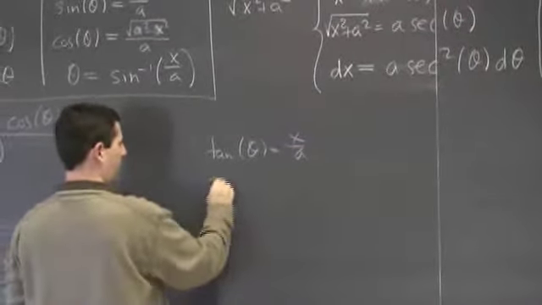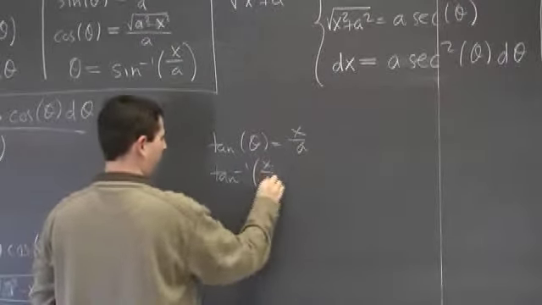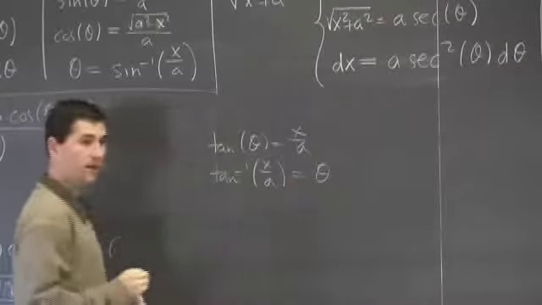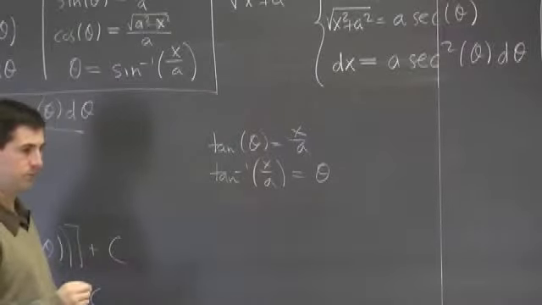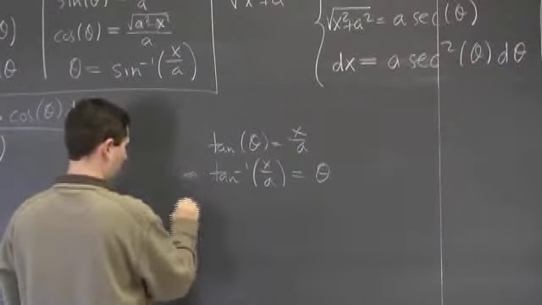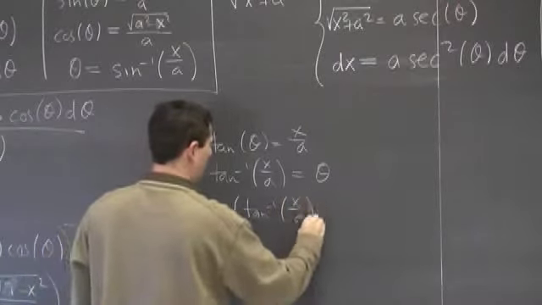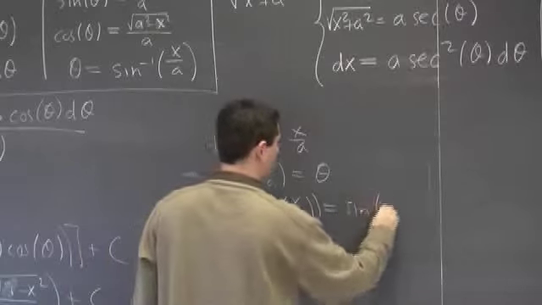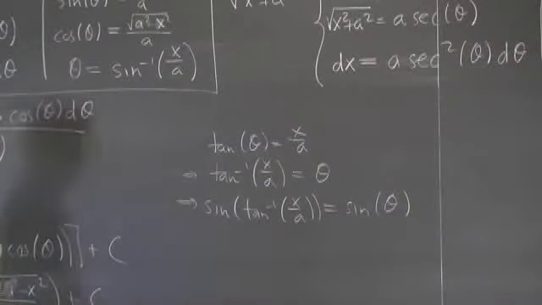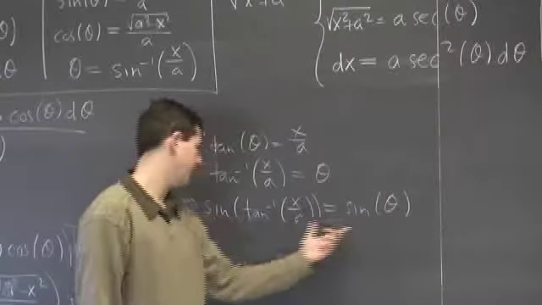Which is the same thing as saying that the inverse tangent of x over a is equal to theta. Just take arctan of both sides. Which means that sine of arctangent of x over a equals the sine of theta. Yeah, just take sine of both sides. Okay, so if I want to know sine of theta, I can compute this.